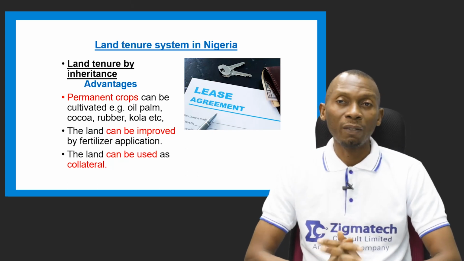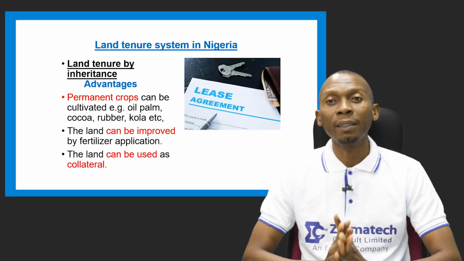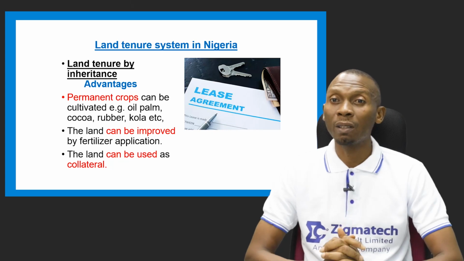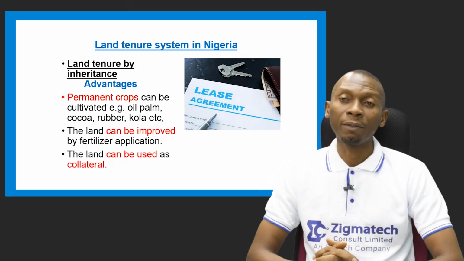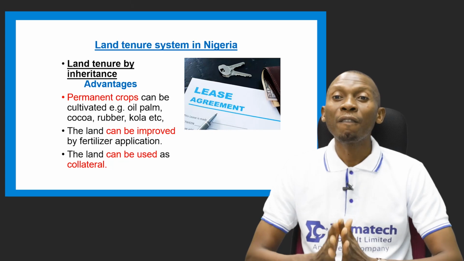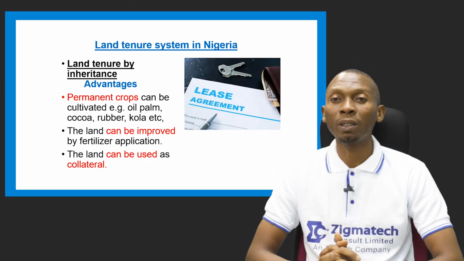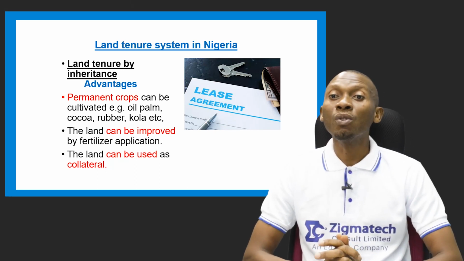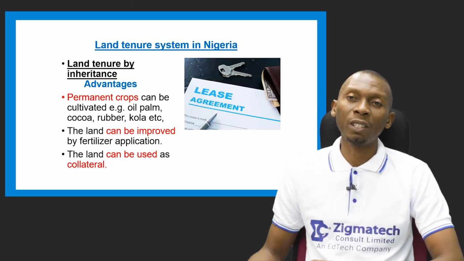Now, one of the advantages is that permanent crops can be cultivated under the land tenure by inheritance. And examples of such permanent crops, as I mentioned earlier, are oil palm, cocoa, rubber, cola. Now, the land can also be improved by fertilizer application. That's the fertility of the land can be managed properly and improved upon under the land tenure by inheritance. Now, the land can also be used as collateral to obtain loans from financial institutions.